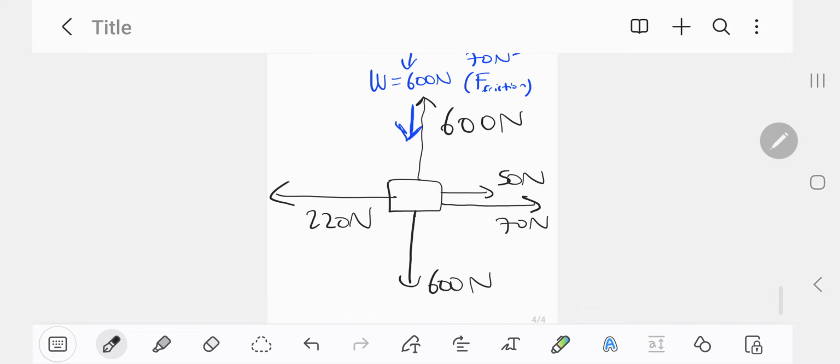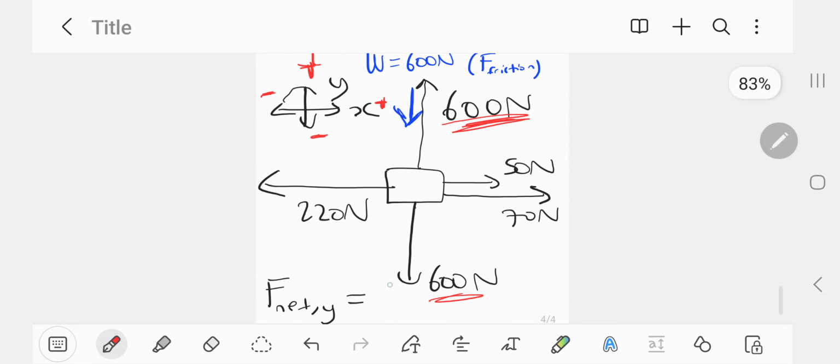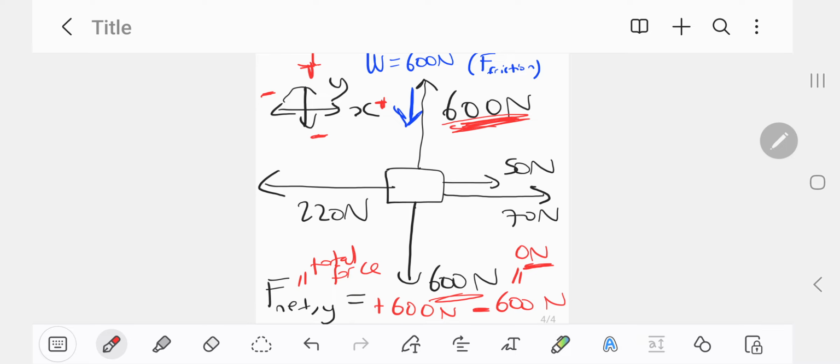And suppose we're asked to find the net force F sub net in the y direction. Okay, this is y, and that's x, just like in maths. You only look at the y direction in this case. So you have 600 and 600. Now, that's positive y, that's negative y, and that's positive x, and that's negative x, just like on the number plane. So the net force, the total force in the y direction is just plus 600 newtons minus the 600 newtons for the weight force, and that's 0 newtons. That is your total force in the y direction.